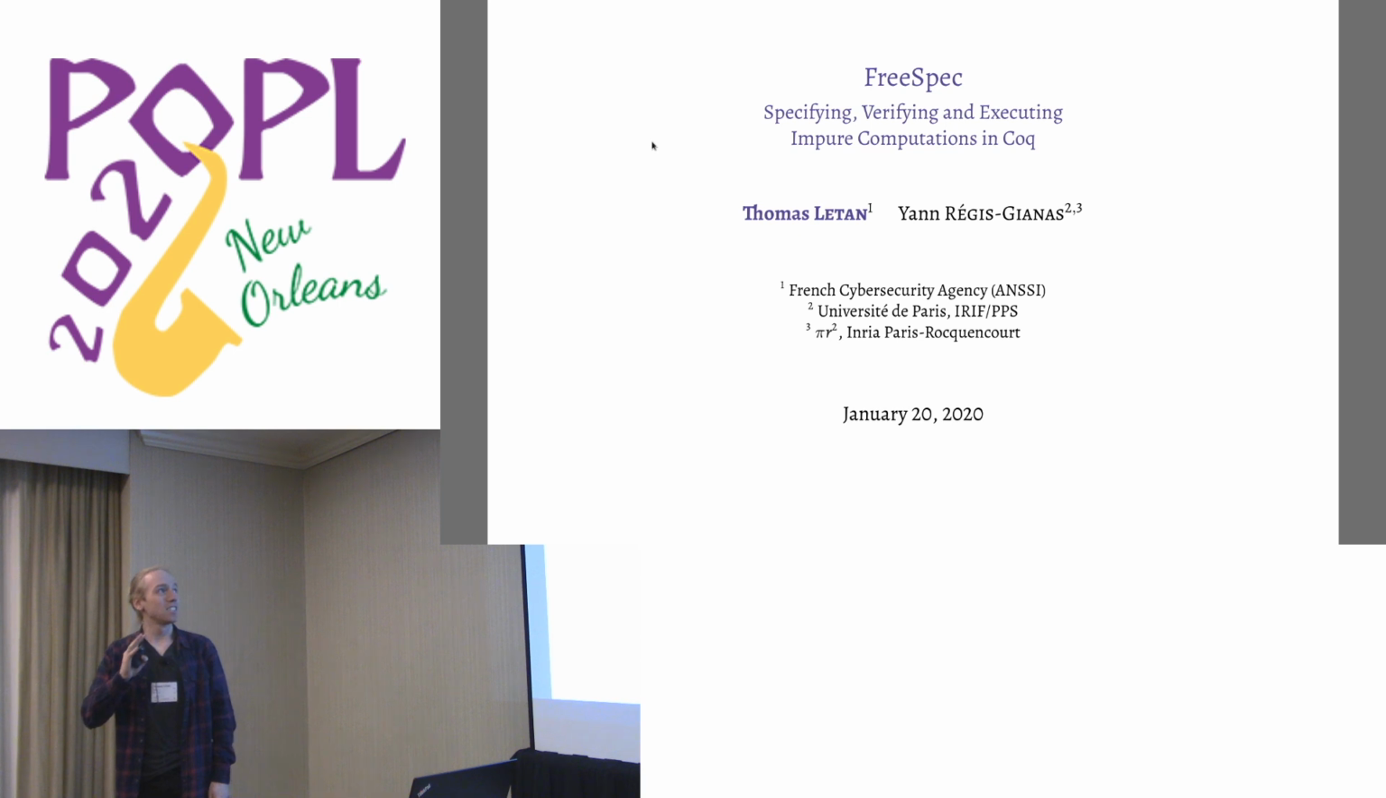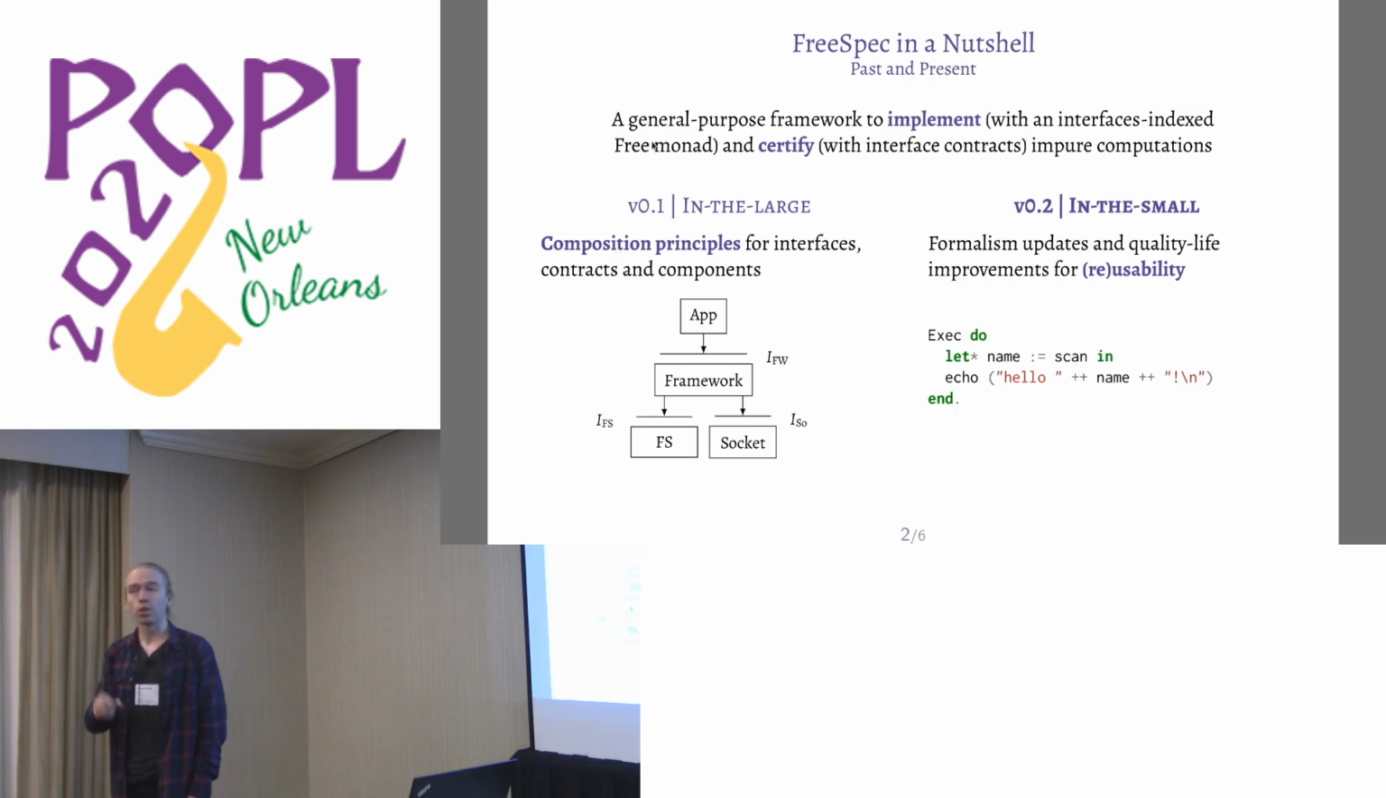So this is a joint work between myself and Jan about FreeSpec. FreeSpec is, in a nutshell, a general-purpose framework where we want to try to implement and certify impure computation in Coq. We implement impure computation using a free monad, as is usual in Coq, indexed by so-called interfaces. You can see an interface as a set of impure primitives that will be used to do your computation. And we certify this impure computation using contracts.